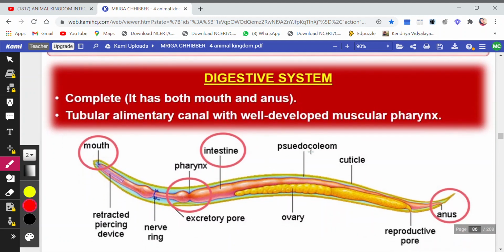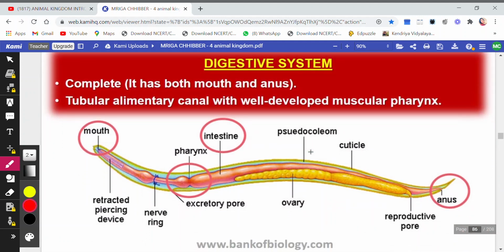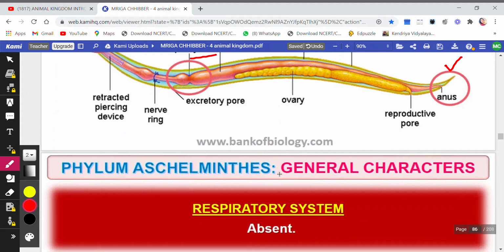Now we come to the various types of systems here. The digestive system is complete. It is complete because it has both openings, that is mouth and anus, two separate openings. Then it has a tubular alimentary canal. You can see this is the tubular alimentary canal, and a well developed muscular pharynx, as you see here. Intestine is present. So the whole system is developed here, and a proper digestive system can be seen.